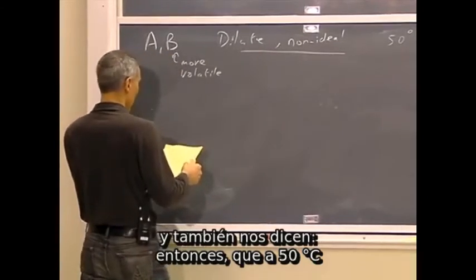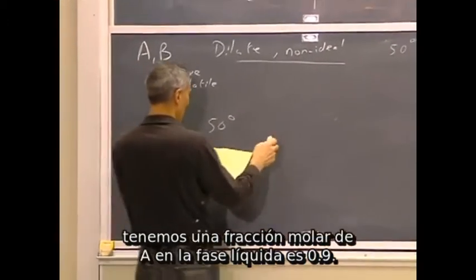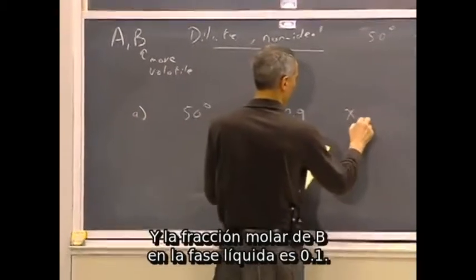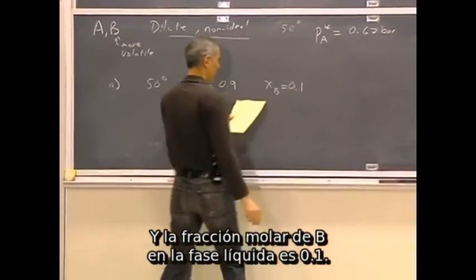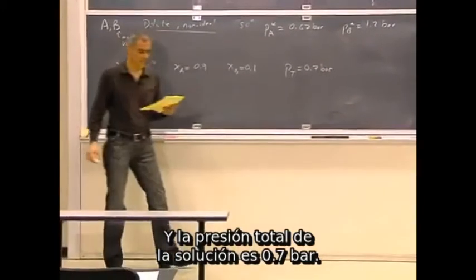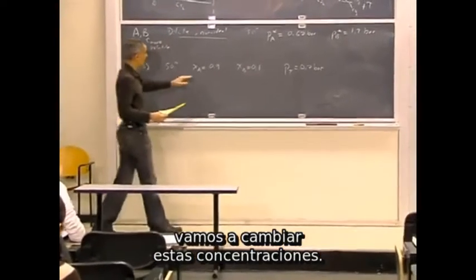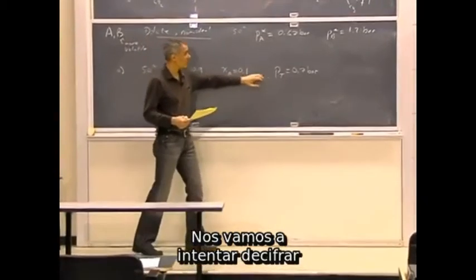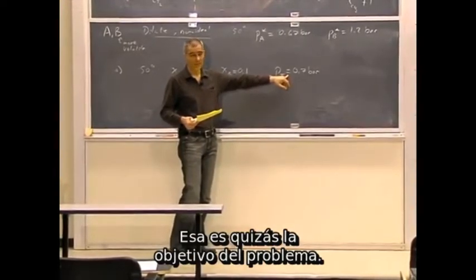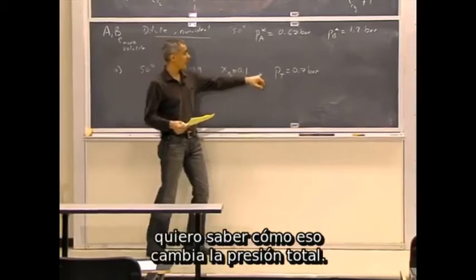And we're also told then that at 50 degrees C, we have a molar fraction of A in the liquid phase of 0.9, and the molar fraction of B in the liquid phase is 0.1. And the total pressure above the solution is 0.7 bar. And eventually what we're going to try to find out is we're going to change these concentrations, and we're going to try to figure out how the total pressure above the solution changes. That's going to be the goal of the problem. Eventually we'll change it to 0.95 and 0.05, and we'll want to know how does that change the total pressure.